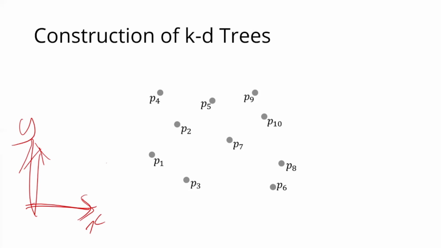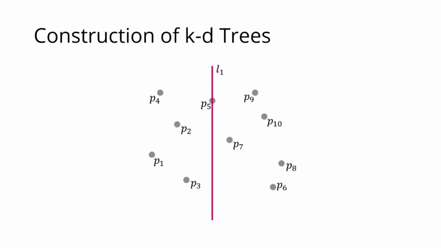Along the horizontal coordinate, first of all, I'm going to find the median of these points horizontally. What I mean by that is you project the points conceptually onto the x-axis. Then within this projected distribution, what is the median? That's roughly P5 over here. So that's going to be my first partition.